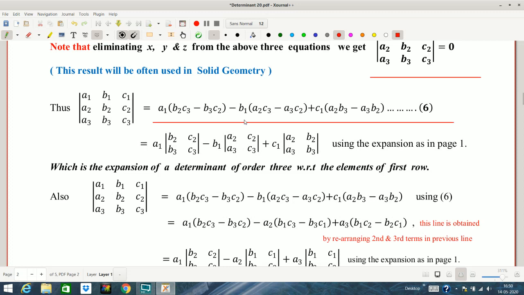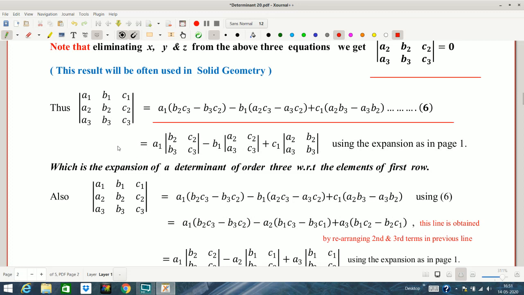Using the notation of second order determinant, this b2c3 minus b3c2 can be written as the determinant b2 c2, b3 c3. Similarly, this a2c3 minus a3c2 can be written as the determinant a2 c2, a3 c3, and this a2b3 minus a3b2 can be written as a2 b2, a3 b3. Now, how this is to be written? Easy to write. a1 into omit first row, first column, remains b2 c2, b3 c3. So this determinant is written here.